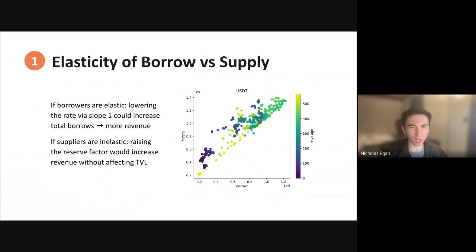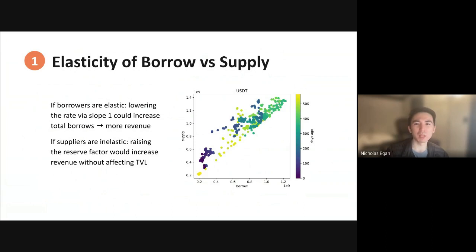So based on all of these plots that I showed, here are 2 heuristics that we can point to. First of all, if borrowers are elastic, then lowering the interest rates via slope 1 could increase the total amount borrowed, leading to more protocol revenue, as the protocol revenue is dependent on the amount borrowed.